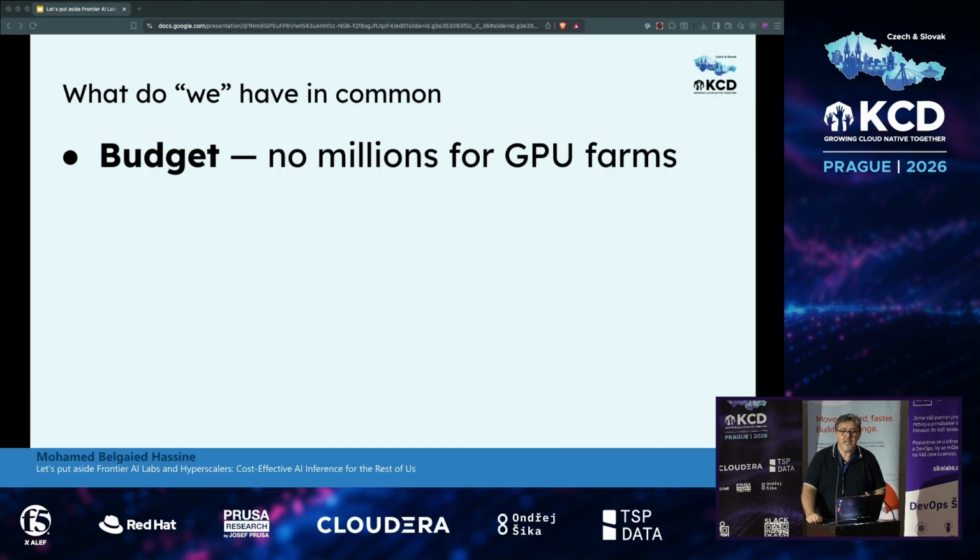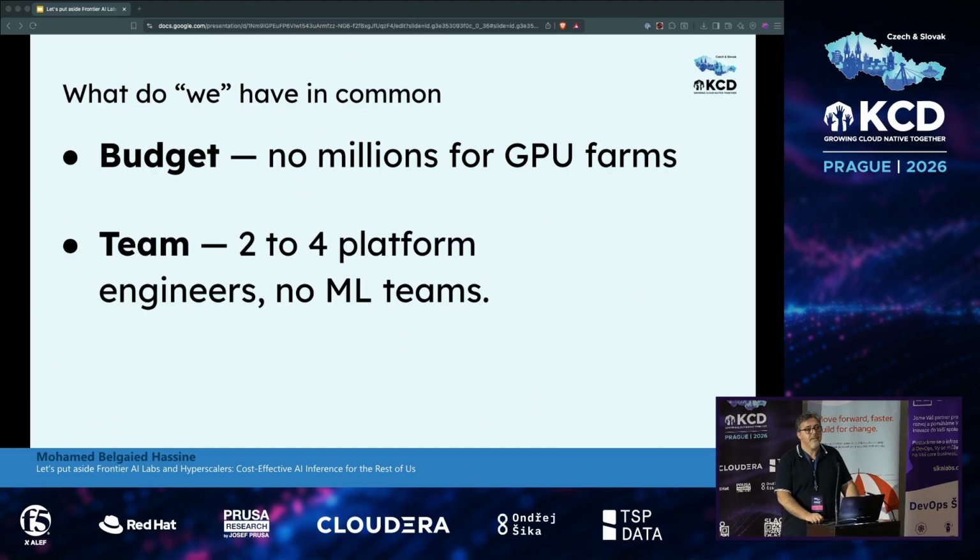If you look at the team sizes, these are usually also pretty small, at least in comparison. You might have maybe 2 people, maybe up to 5, managing a Kubernetes platform, maybe a platform team. But you do not have these extensive machine learning teams creating new models and fine-tuning existing models, et cetera, et cetera.